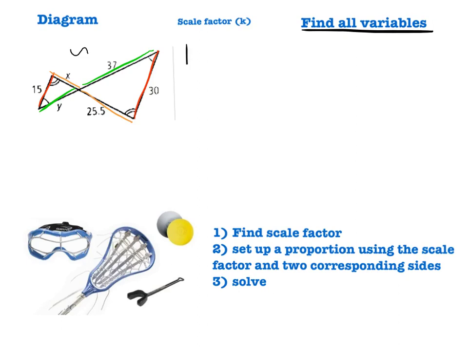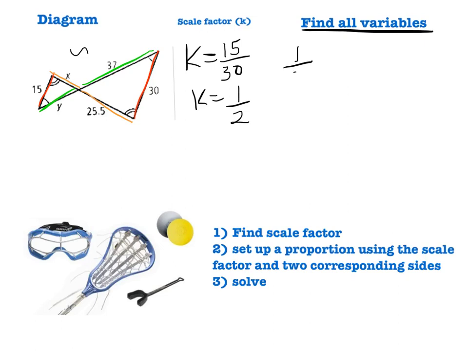The scale factor in this case is 15 over 30, because those are the corresponding sides in red that have 2 measurements. And when you simplify that, your k is 1 over 2. You may have written your scale factor as 2 or 2 over 1, which would be correct. Now, for this specific example, I need to find x and y.